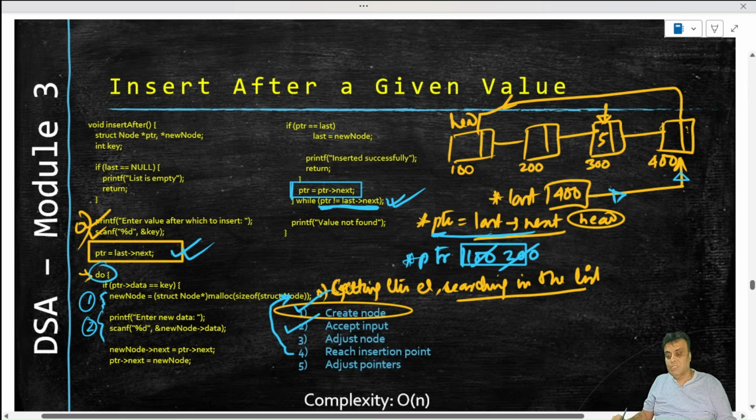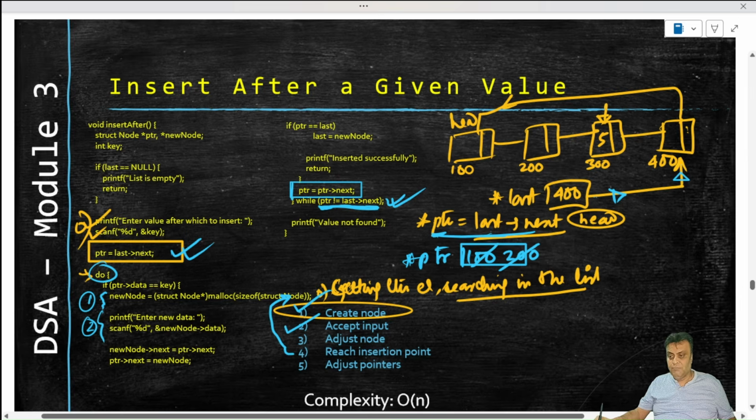So once we have reached this insertion point, we are doing the rest of the steps. We are creating the node, we are accepting the input, because there is no point creating the node without reaching that point. So just like the other example, we are doing the reach the insertion point ahead of actually accepting the input. Now once we are done with this, we have the new node arrow next is equal to pointer arrow next, which is the pointer adjustments that we will do. Let us see how it happens.